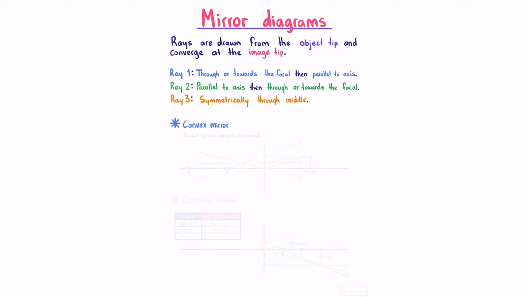For a convex mirror, we have our ray through or towards the focal, which is on the other side over here. It then strikes the mirror and reflects parallel to the axis. Ray 2 goes parallel to the axis, and then through or towards the focal. Ray 3 just reflects symmetrically through the middle. Now as you can see, all 3 of these rays are diverging.